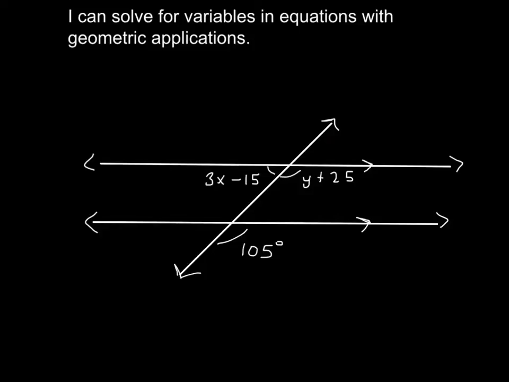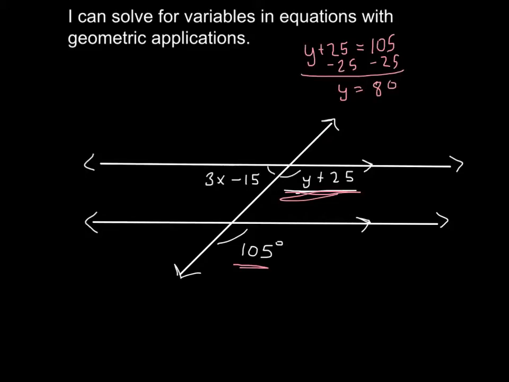Because we know, for example, that this angle right here that I'm underlining, let me switch colors to red, that expression, y plus 25, is expressing the measure of that angle, should be equal to 105, right? Well, we can set about solving for that then. So if y plus 25 equals 105, we should be able to solve for y, because I know that these angles are congruent. So I subtract 25 from both sides, and I end up with y equals 80.